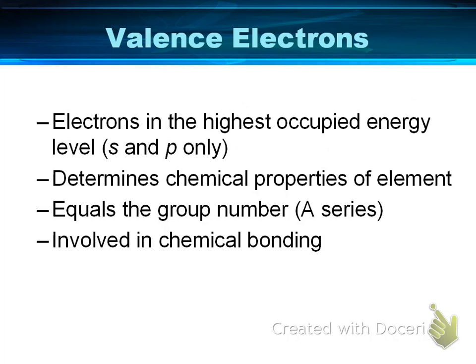So this should be pretty easy. When I point at one of the elements, you tell me how many valence electrons. Like 1, 3, 5, 7. This should go really quickly. 5, 8, 3, louder. 4, 3, 4, 5, 6, 7, 8.